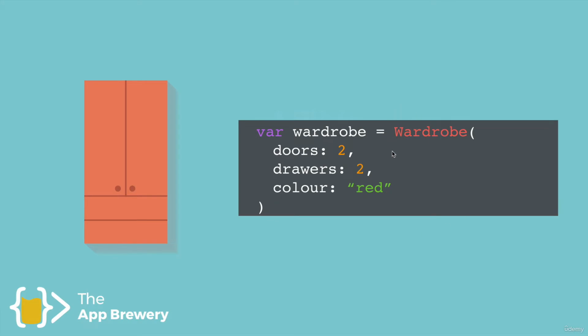So we would initialize our Swift object with either a struct or a class constructor with properties like doors, drawers, and color. So let's see how we can do this.